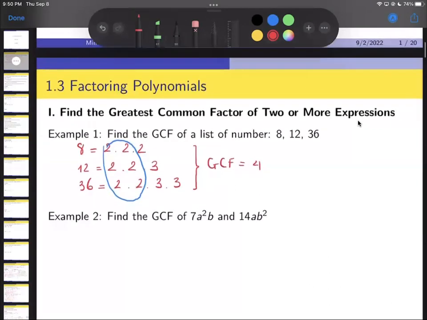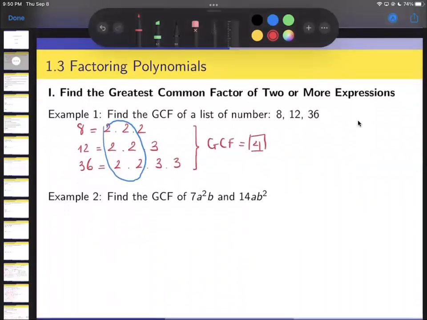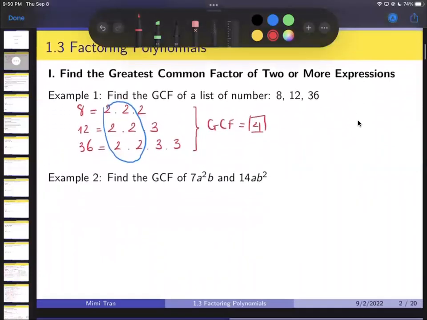Okay. Similarly for the GCF of 7a squared b and 14ab squared. Let's start out with the number first. Between 7 and 14, the greatest common factor is 7 because 7 divides both 7 and 14. Between a squared and a, it'll be a. Between b and b squared, it'll be b. So 7ab.